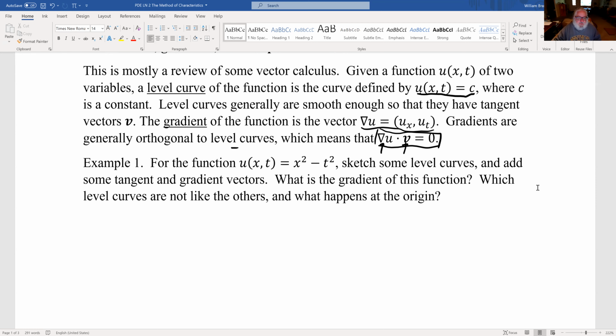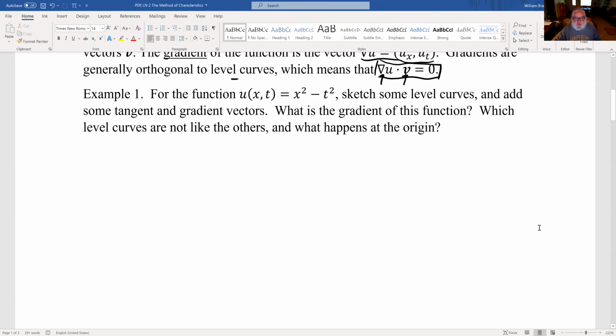So here's a function u of x comma t equals x squared minus t squared. Sketch some level curves, add some tangent and gradient vectors. What's the gradient? And which level curves are not like the others? So to calculate level curves, what we need is some constants. If c equals 1, then the level curve is x squared minus t squared equals 1. We just take our function and set it equal to 1.